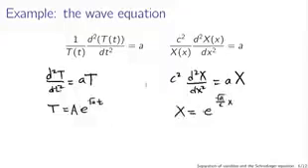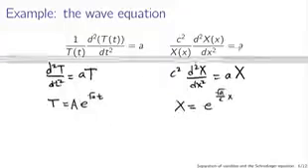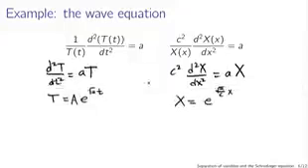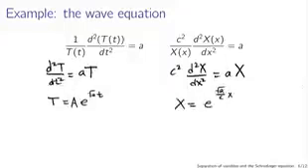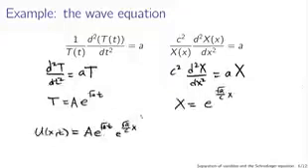What that means is, if I move things up a little bit, get myself some space, u of x and t, what we originally wanted to find, is now going to be the product of these two functions. So I have a normalization constant in front, and I have e to the root a t, and e to the root a over c x.